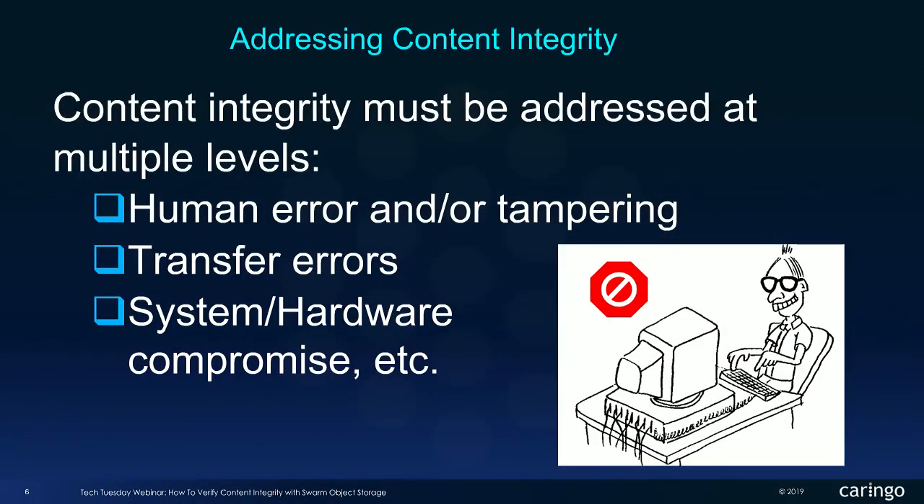So how do you address content integrity in Swarm storage? You need to address this at multiple levels, and you need to account for items such as human error and or human data tampering, any kind of transfer errors which may occur over the wire, any kind of integrity compromise that's related to system or hardware failures, things of that nature. It kind of runs the full spectrum, and this is just a sampling of all the things that you need to account for, but these are typically the three main areas of focus that we pay attention to when it comes to content integrity in object storage.